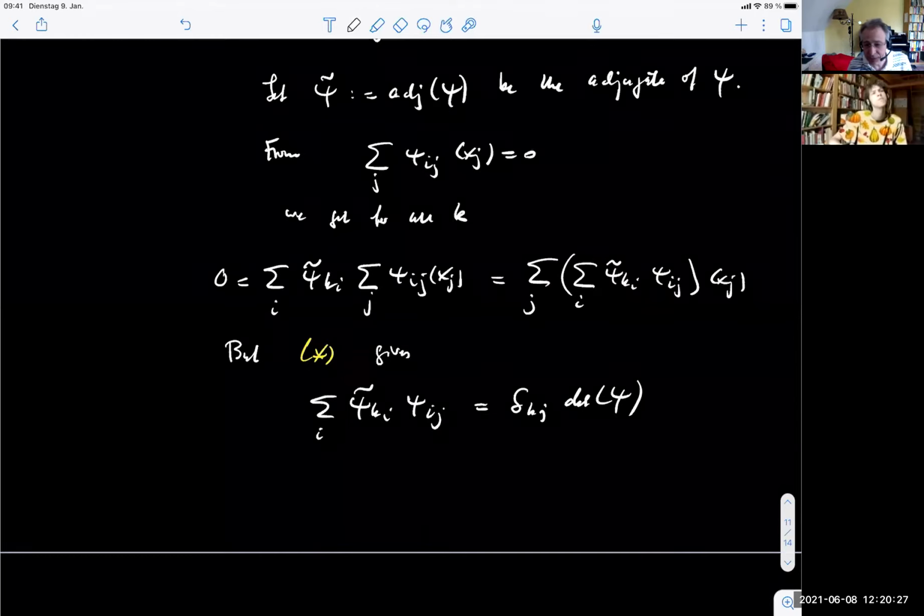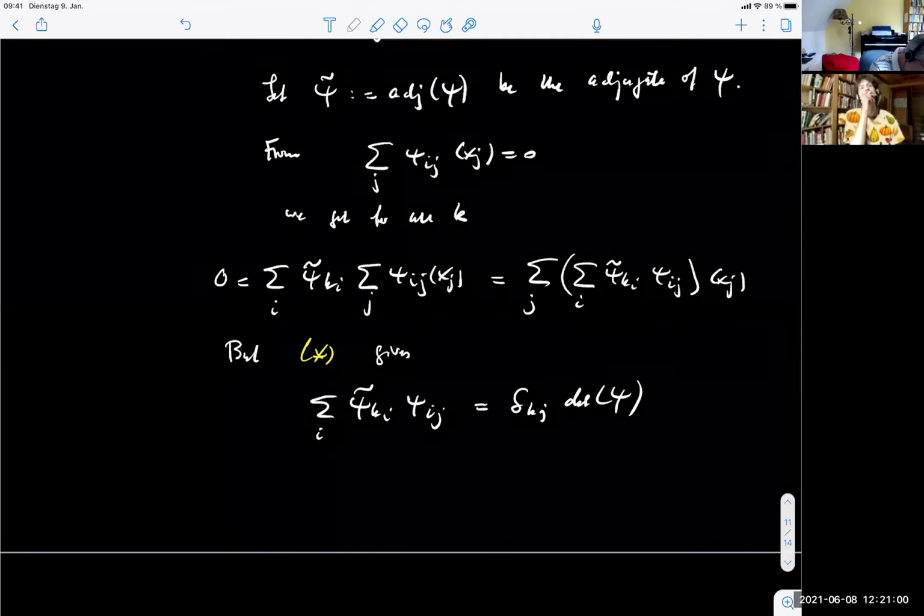So this just expresses this property star, written in coordinates. If k is different from j, it's 0, otherwise it's just the determinant of psi. So if k is different from j, there is no information coming from this equation, but when k equals j, then this is the determinant.